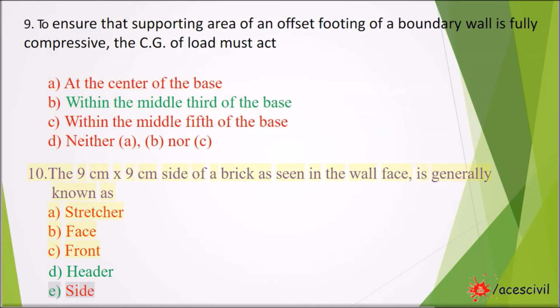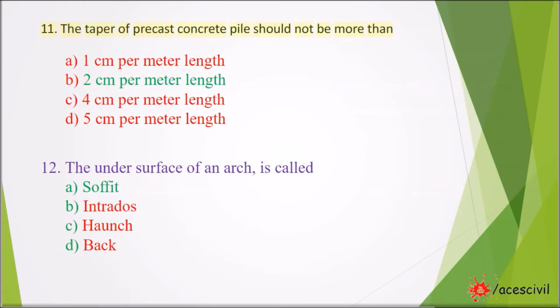10. The 9 cm x 9 cm side of a brick as seen in the wall face is generally known as: a. Stretcher. b. Face. c. Front. d. Header.